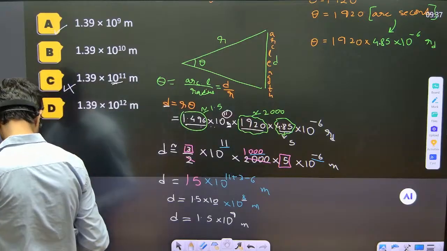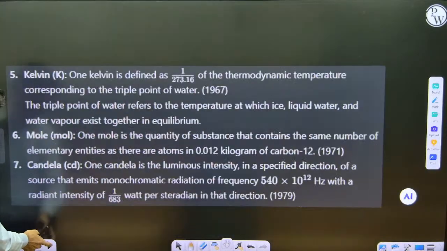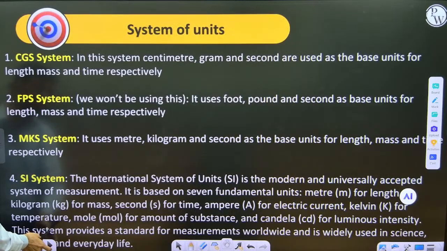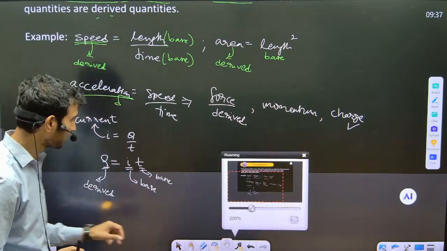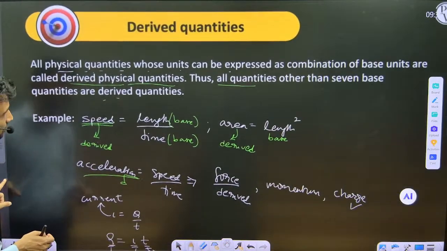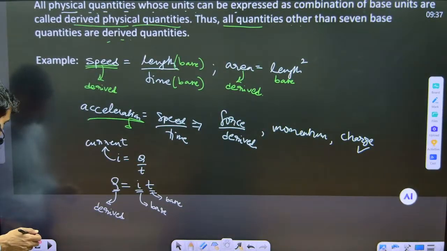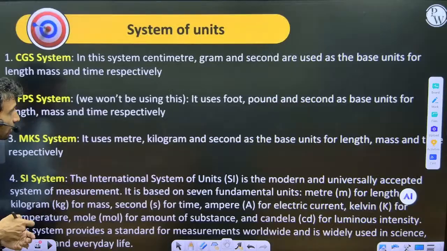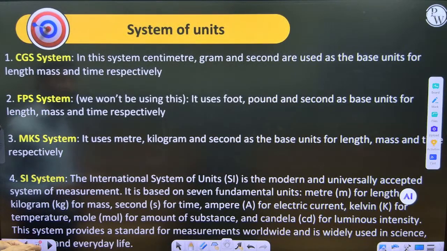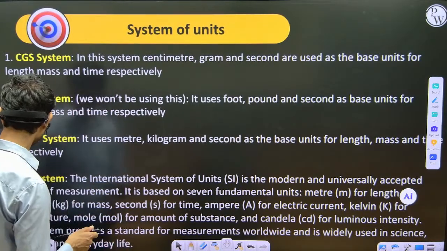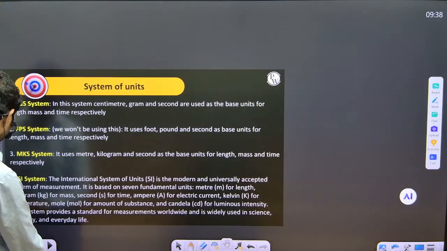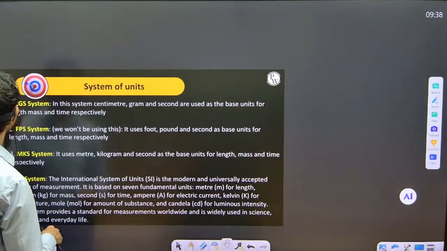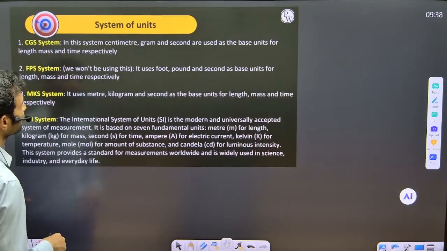So let us go to the next topic now. Here we had seen the derived quantities, right? What are derived quantities? And we saw some examples of derived quantities. Now let's go ahead and do this system of units. So let's see what a system of units is.